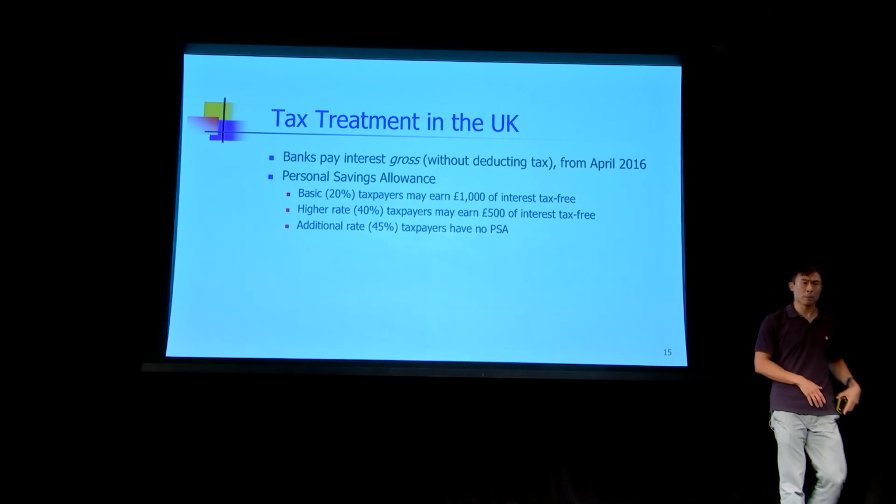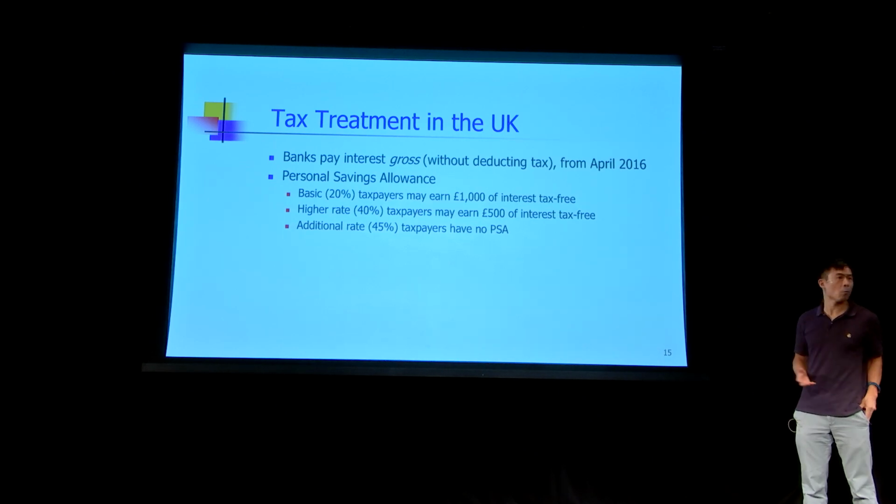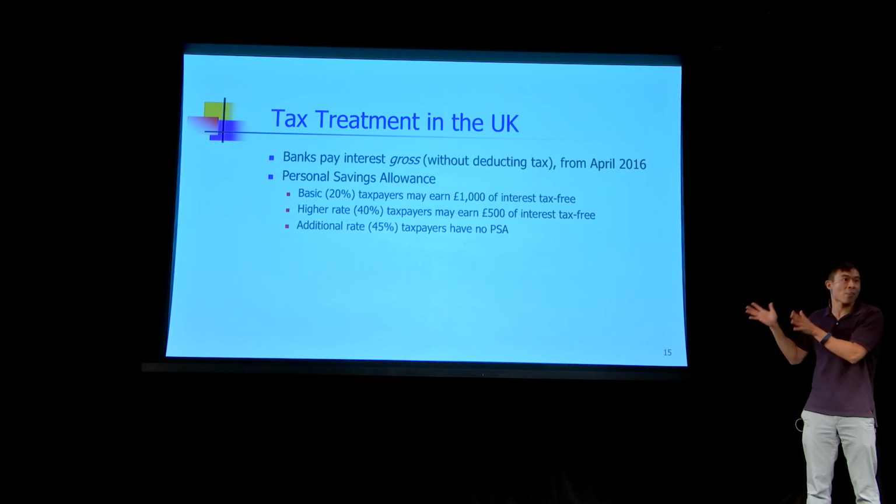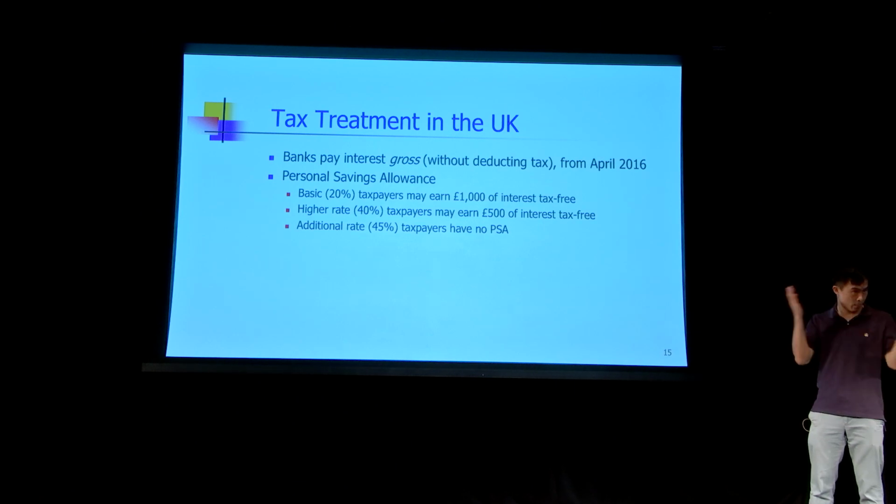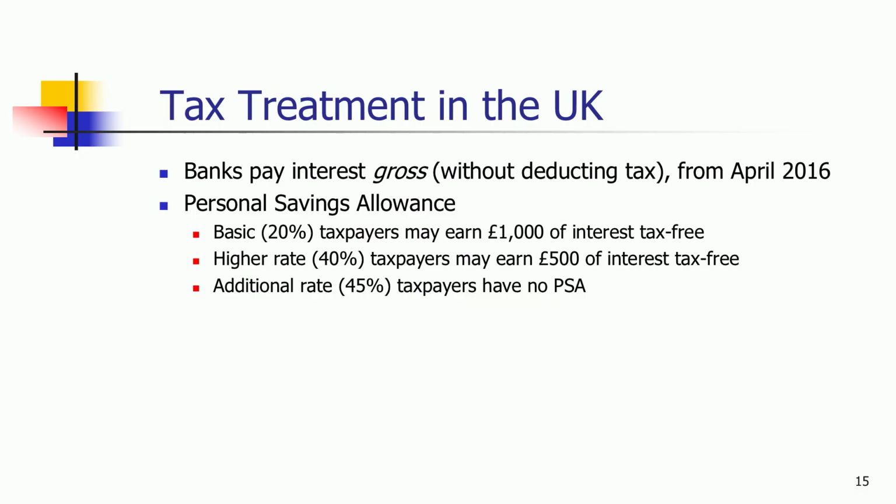So the final thing in this section is just to get some real-world data. What does tax look like in the UK? So this is now the practical matter of how do you pay tax and how much tax should you pay. Now, what banks do in the UK is they will always pay interest gross. What does gross mean? It means without deducting tax. The opposite of gross is net. So net is after tax, gross is without deducting tax. So banks pay interest without deducting any tax.